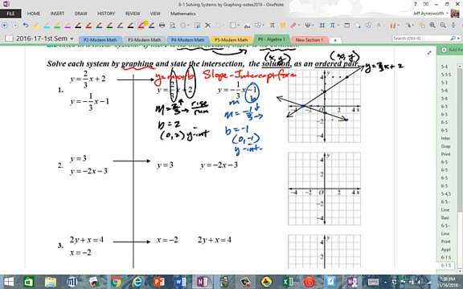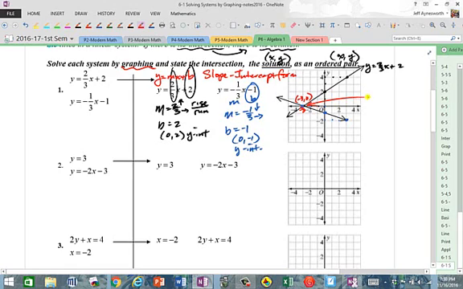And notice they intersect right here. All right, they intersect at -3 comma 0. All right, this is -3 right here. There we go. So there's the intersection. Everybody say intersection. Okay, it's at -3 comma 0. That's the point that satisfies both of these equations right here.